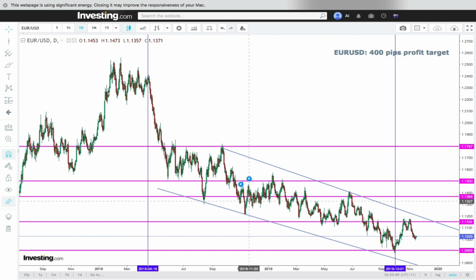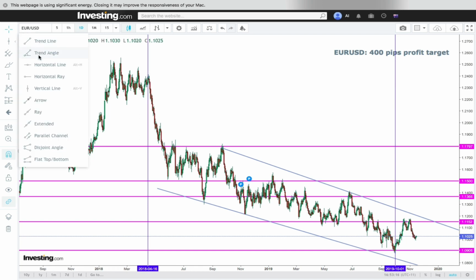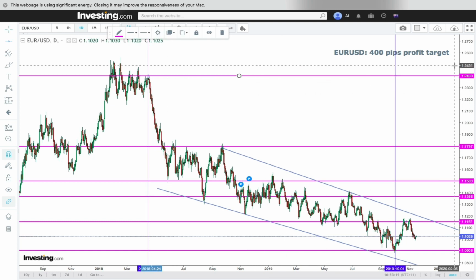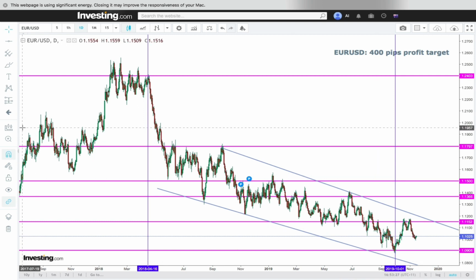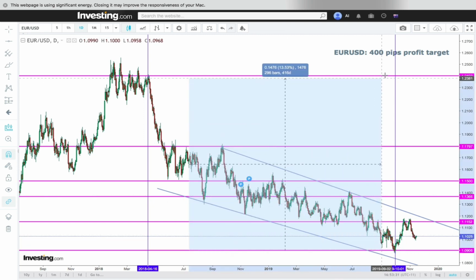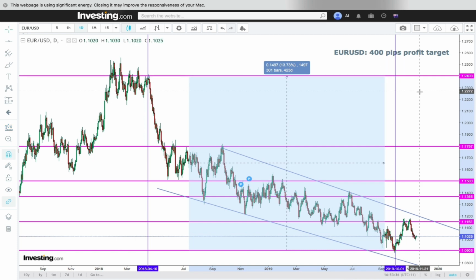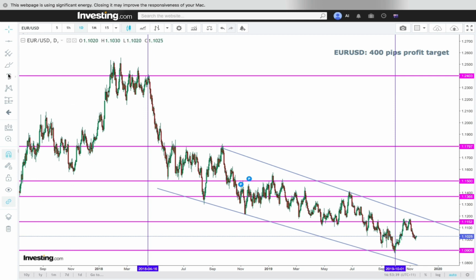how long did it take the market to come down from 1.24? Let's put a support line there as well. From 1.24 all the way to 1.09. So how many pips is that? Let's have a look. That's 1497. That's 1500 pips. So the market came down 1500 pips from that point.